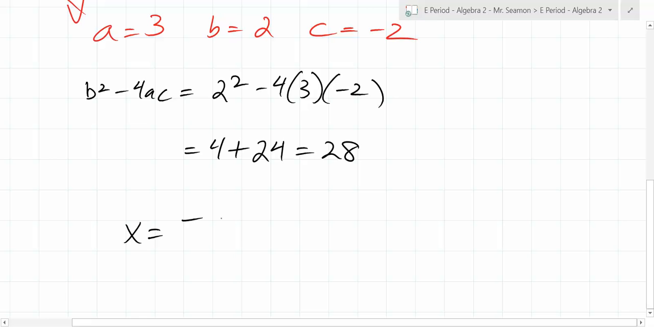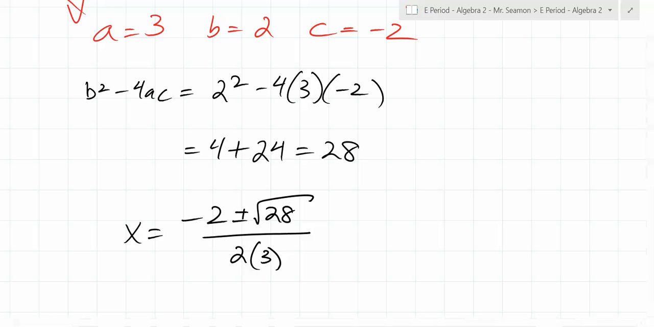So x is equal to negative b, which is negative 2, plus or minus the square root of 28 all over 2 times 3. Are we done yet? No, we need to simplify. This is going to be equal to negative 2 plus or minus, what's the largest square factor of 28? 4 is the largest square factor. So this is the square root of 4 times the square root of 7.